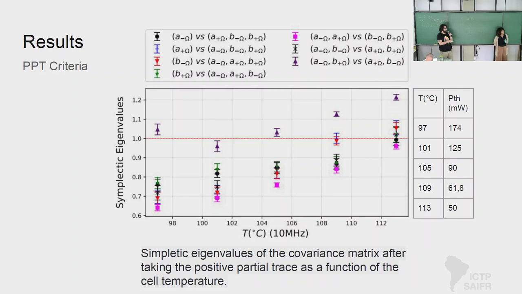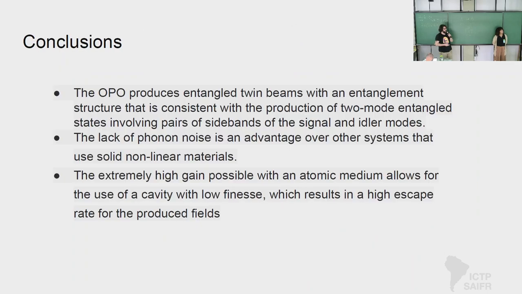And then we have the same observation for the temperature again here. And again, we have a strong correlation between the four modes. So we have entanglement in many of the bipartitions of the output for many different temperatures and finesses. So the conclusion that the authors have is that the OPO is a robust way using the nonlinear medium of the rubidium vapor.